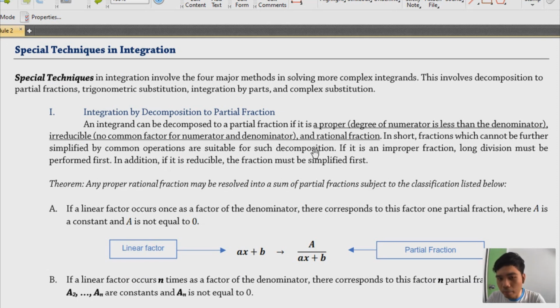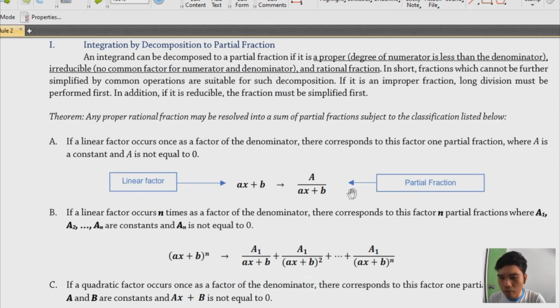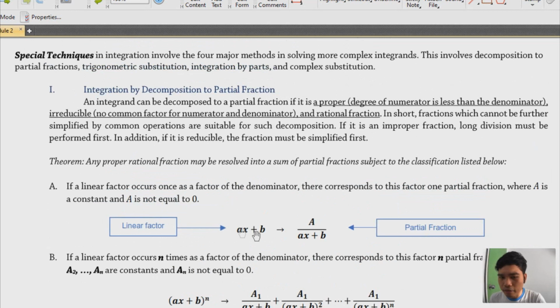And when we say partial fraction, this is in the form of A over ax plus b. So kita nyo naman yan, partial fraction A over ax plus b. Now this is the linear factor that is seen at the denominator. And ano ba yung condition kung kailan natin pwedeng magamit yung partial fraction decomposition?